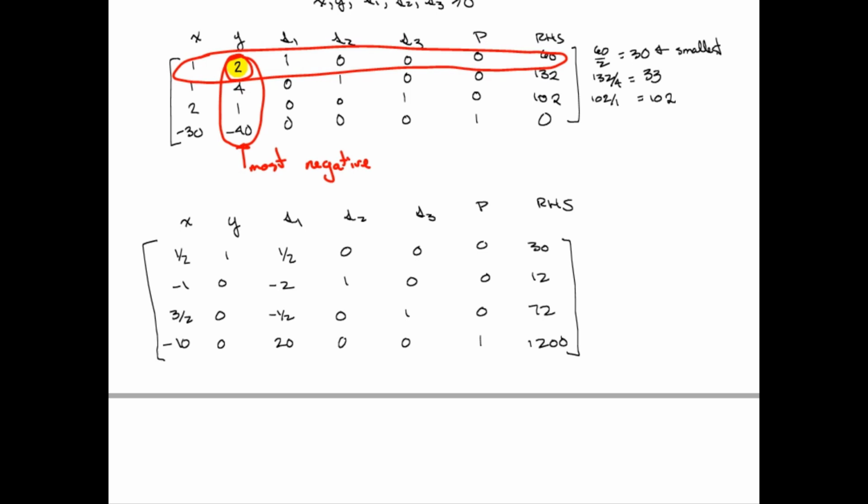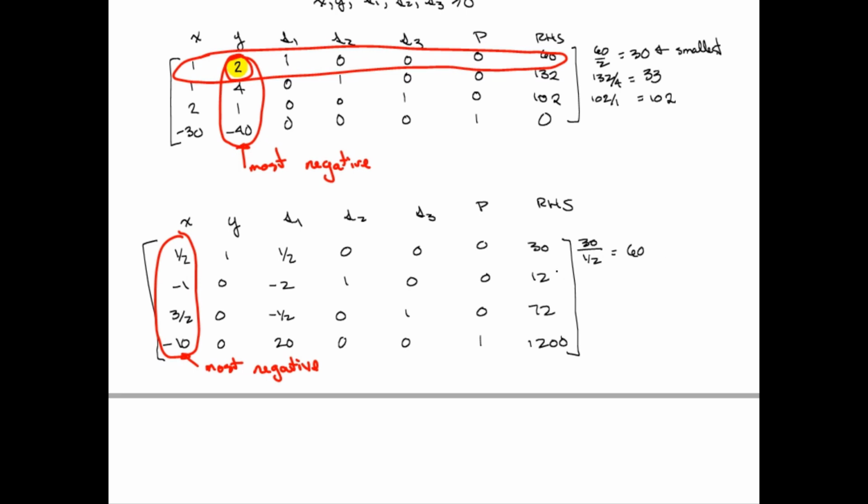Okay, we look now to see if we have any negative numbers on the bottom row. We do right here. So there's my pivot column. Now I calculate quotients using any positive numbers in that pivot column. That first row I will get 30 over 1/2, which is 60.